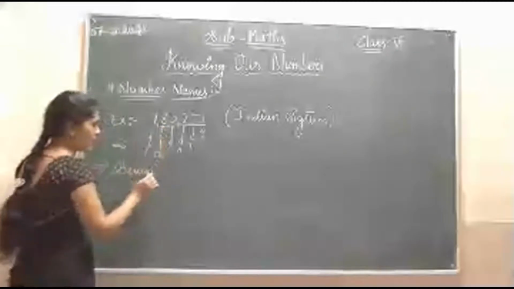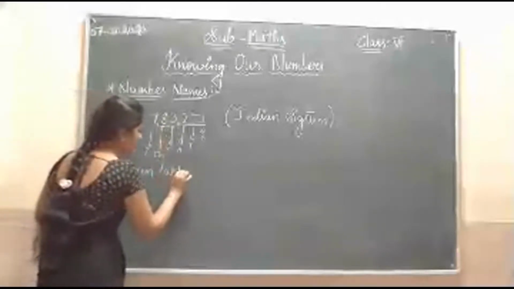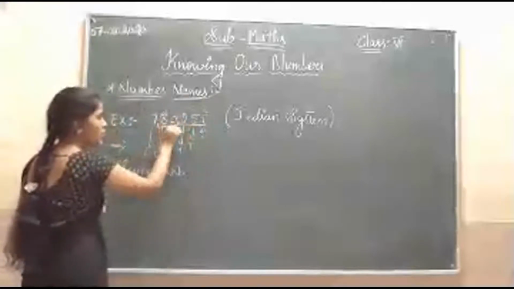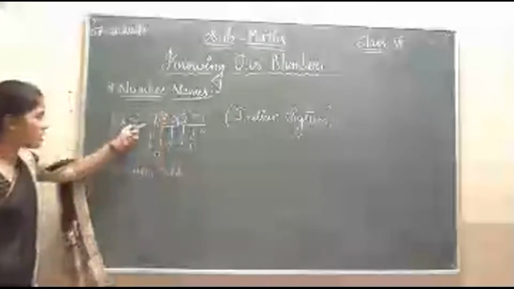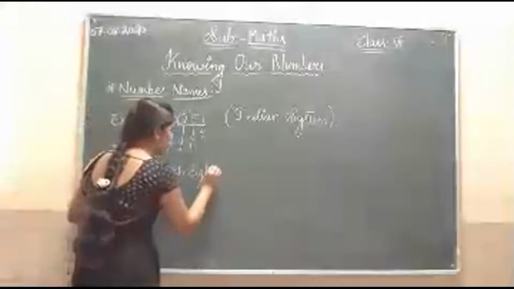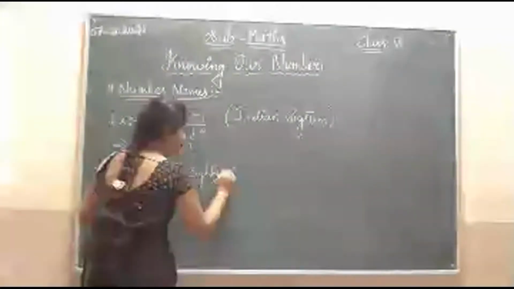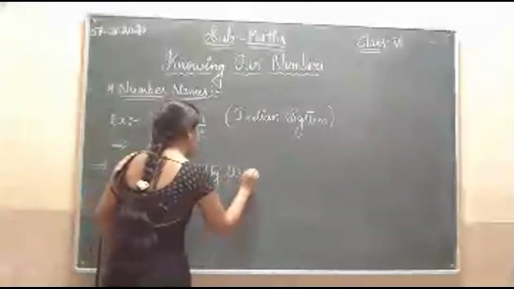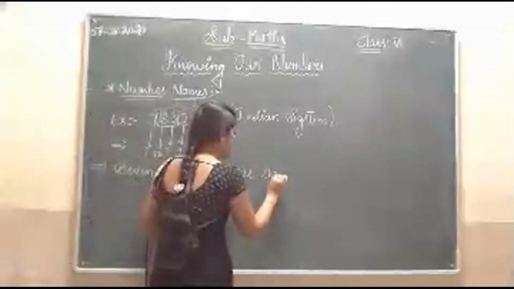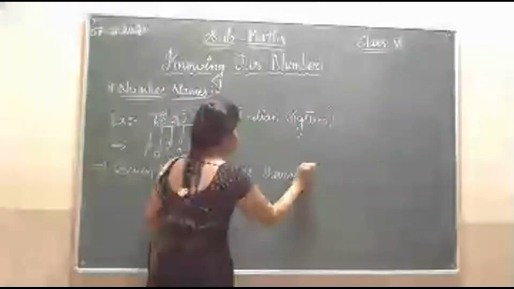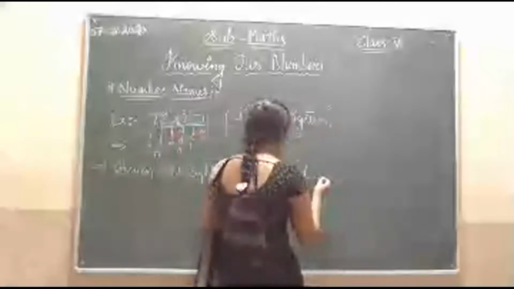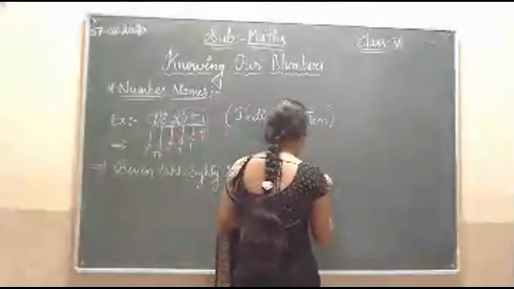7 lakh. This is 83. This is one group, this is one group, and this is one group. Okay, so this is the lakh group. 7 lakh, 83,000 and 251.